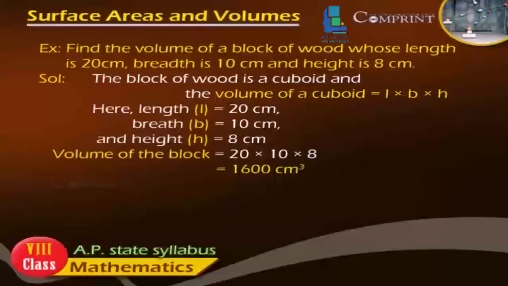Example: find the volume of a block of wood whose length is 20 centimeters, breadth is 10 centimeters and height is 8 centimeters. Solution: the block of wood is a cuboid and the volume of a cuboid is equal to L into B into H. Here, length L is equal to 20 centimeters, breadth B is equal to 10 centimeters and height H is equal to 8 centimeters. Volume of the block is equal to 20 into 10 into 8 is equal to 1600 centimeter cube.